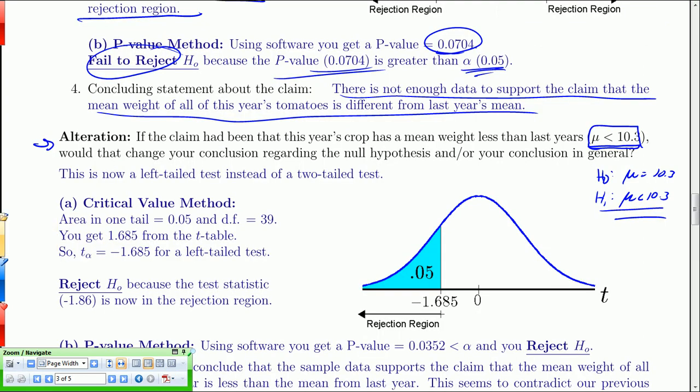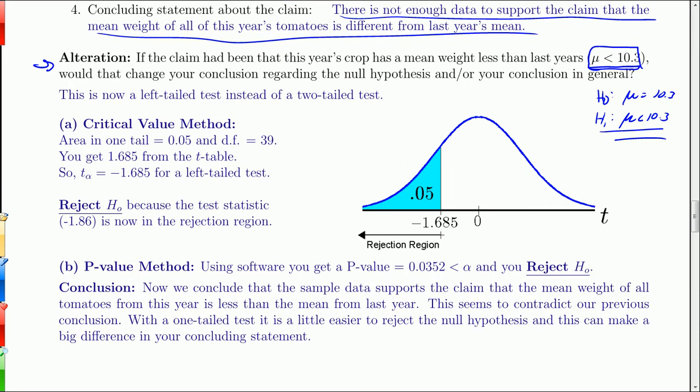1.685. And because it's a left-tailed test, it's negative 1.685, right? And now suddenly when you look at the test statistic, negative 1.86, that's over here in the rejection region. And I would reject the null hypothesis. So if you had changed your claim, suddenly you're rejecting the null hypothesis.